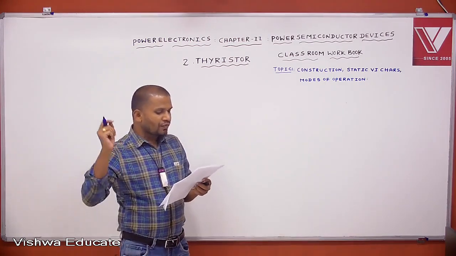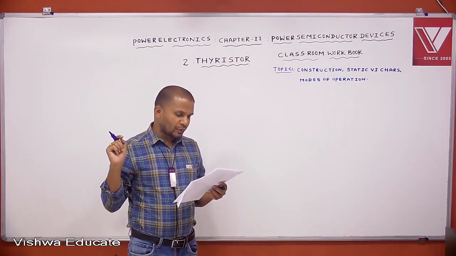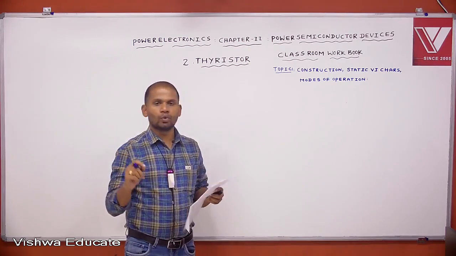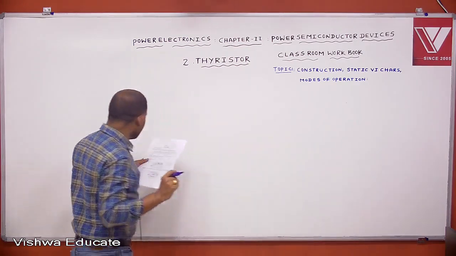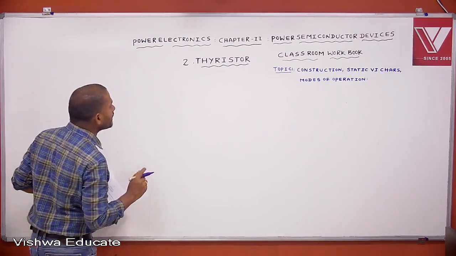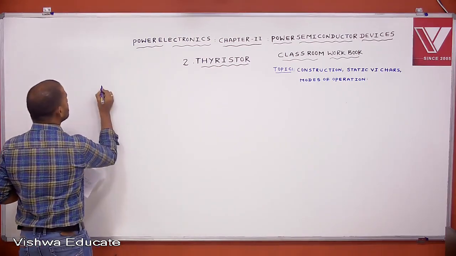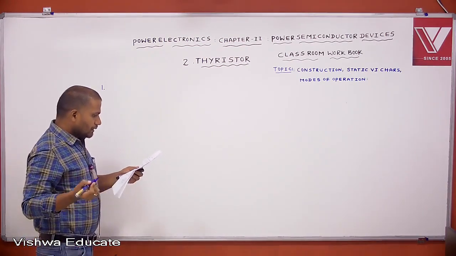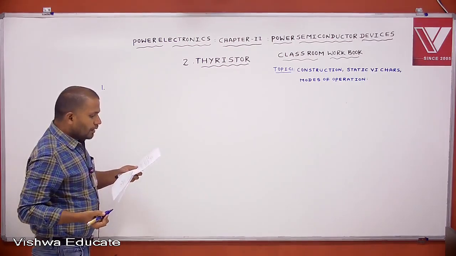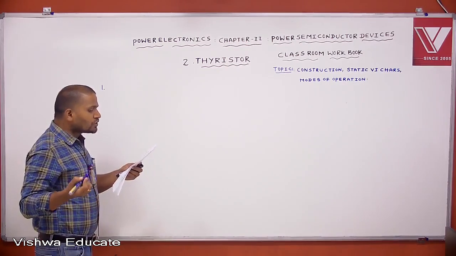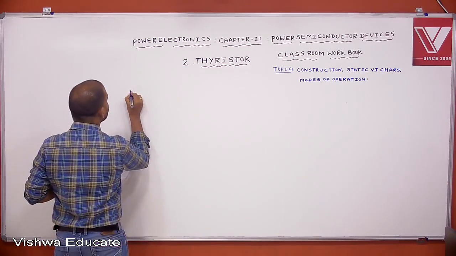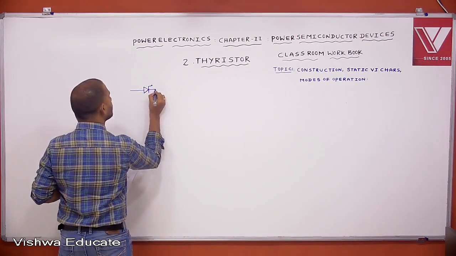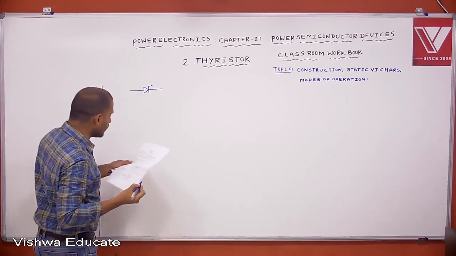A DC source of 100 volts supplies a purely inductive load. The controller is an SCR in series with the source and load. Now based on the given data, you draw the circuit. This is the first question given in the thyristor concept. A thyristor is placed in between source and load.